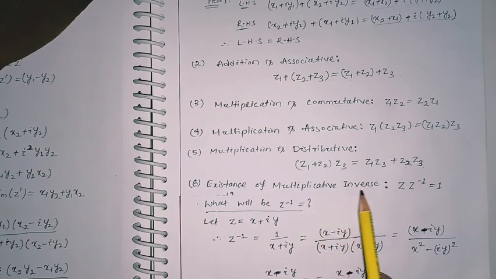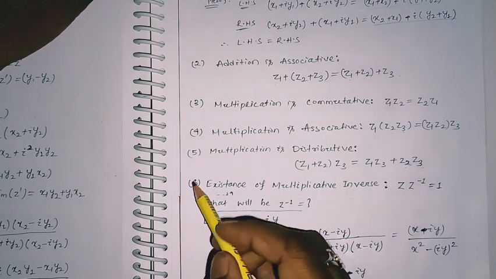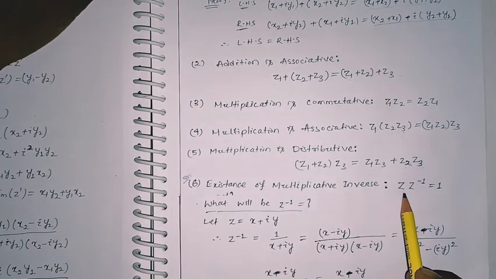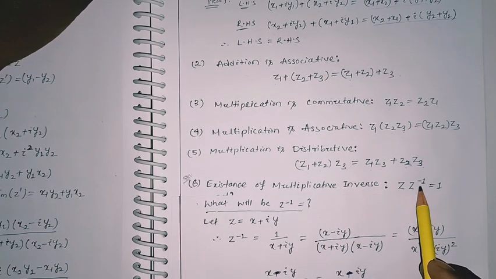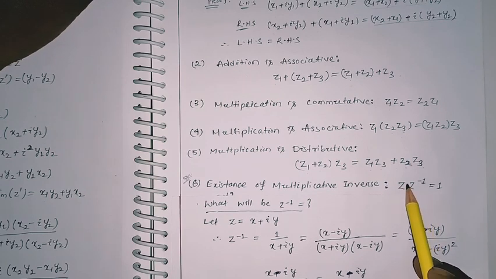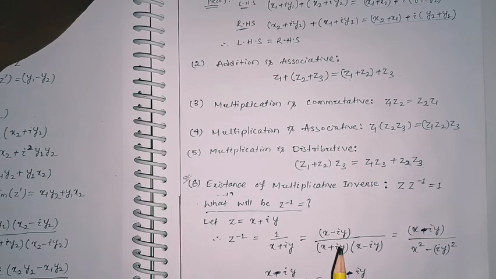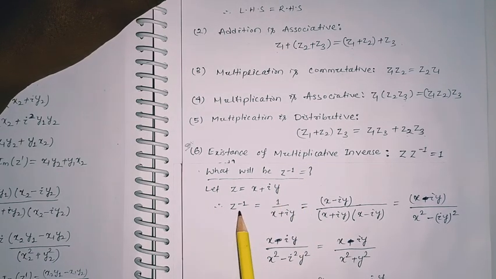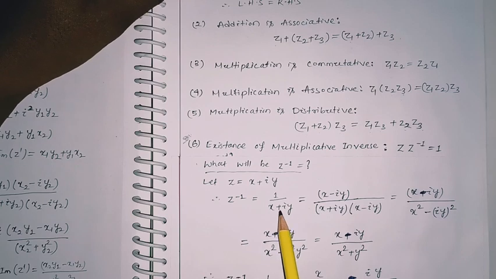Existence of multiplicative inverse. This point is somewhat important. That is, z into z inverse will be equal to 1. That means if we have a complex number z, then it also has an inverse, that is z inverse. If I multiply both z and its corresponding inverse, then we get 1. So now we are going to find z inverse. Let z be x plus iy. z inverse will be 1 by x plus iy.